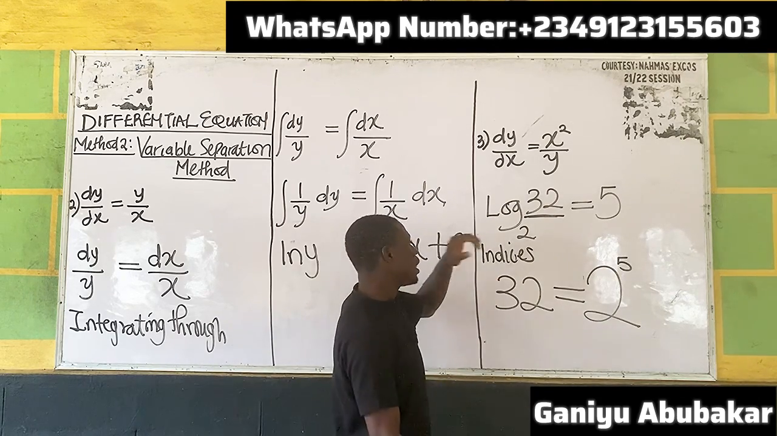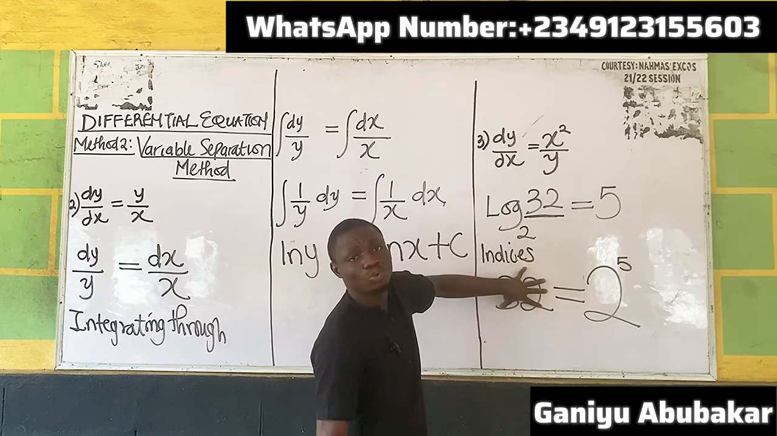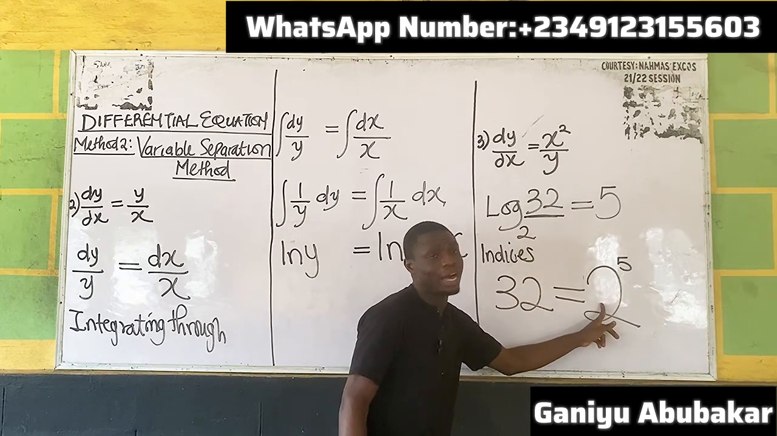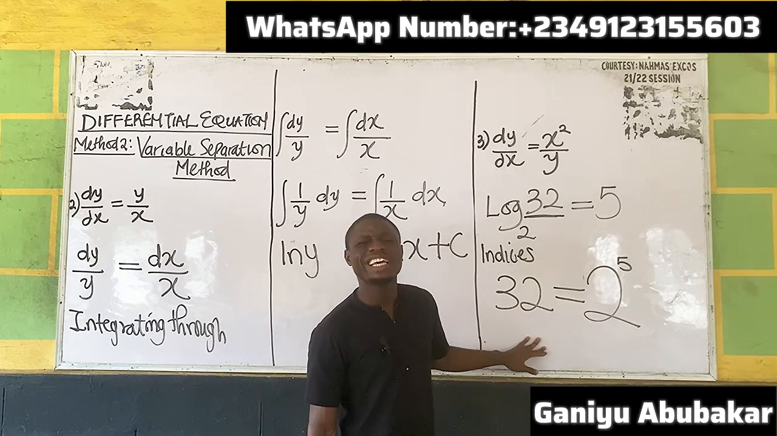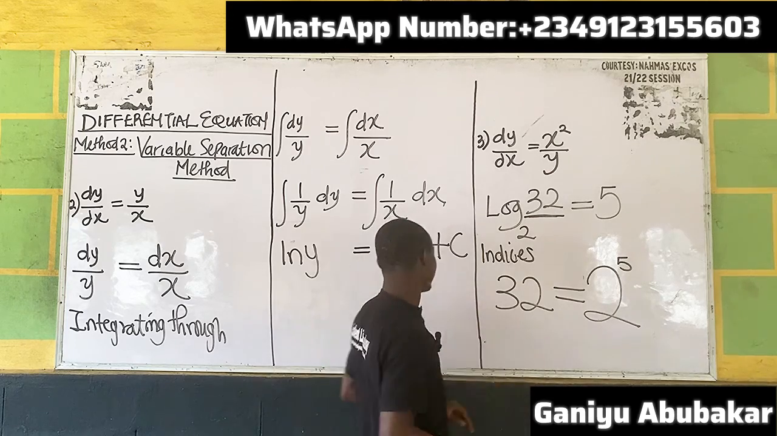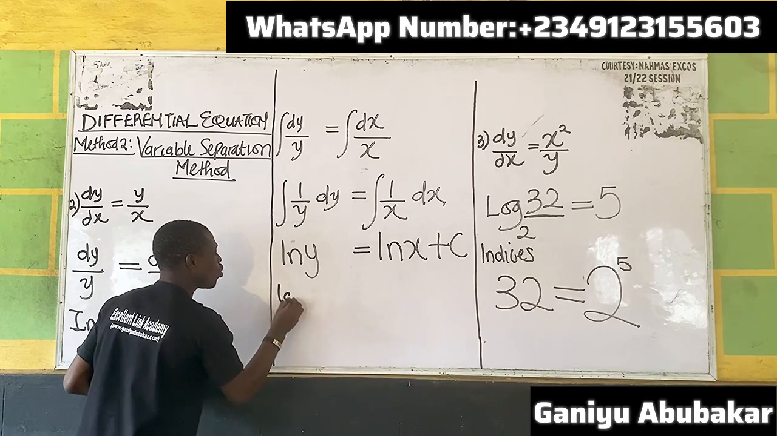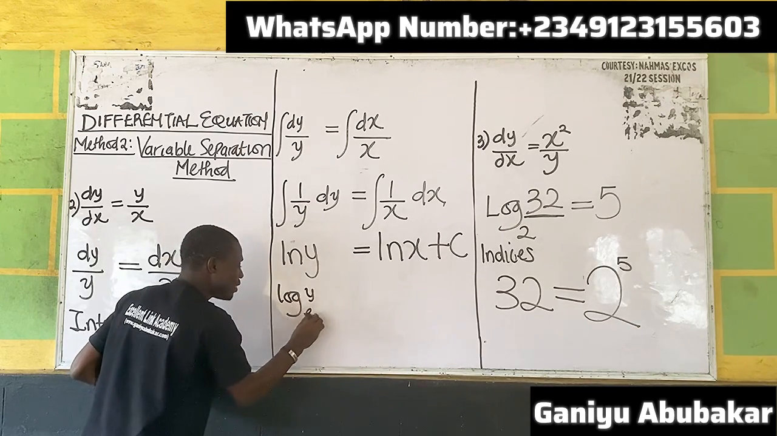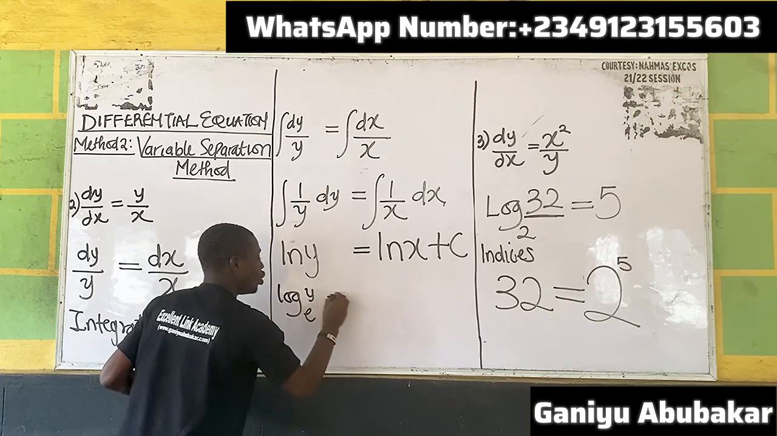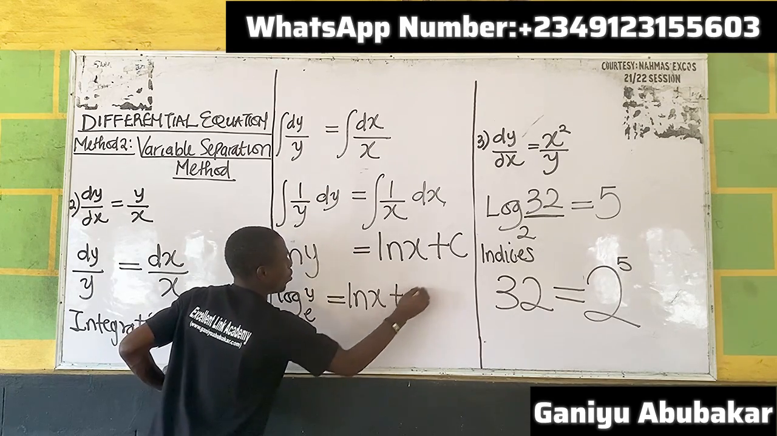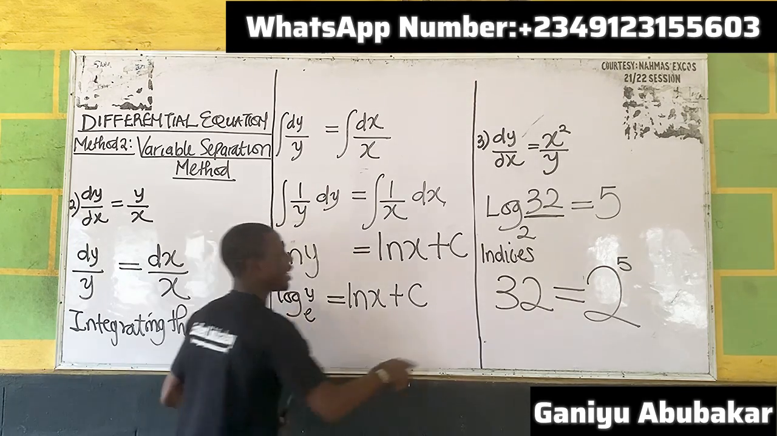So here's the idea, please. If I have log of something to base something equal to 5, this value can stand alone, this base becomes a whole number, and this 5 becomes the power. This is called the relationship between indices and logarithm. Now look up. I showed you in our previous example that ln means log to base e. Ln is log of base e, that's all. This ln y is equal to ln x plus c. I want to make y subject, that's why I'm going through this process.